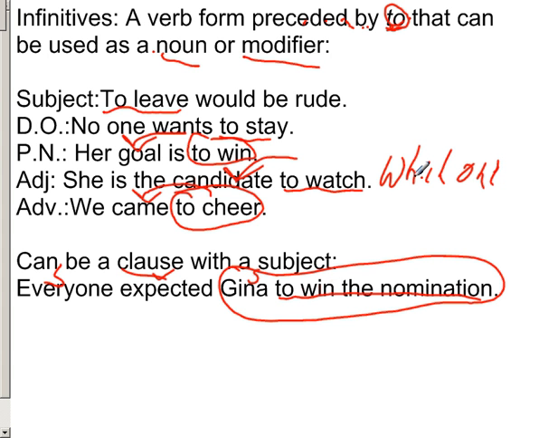Alright? And so that basically sums up infinitives. They are a verb form preceded by "to" and can be used as both a noun and a modifier.